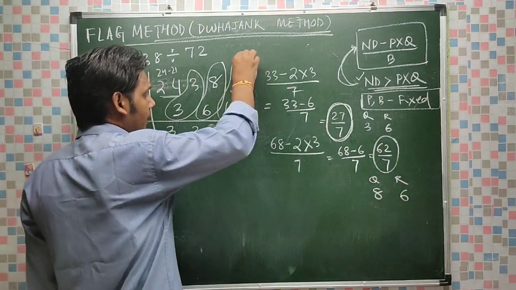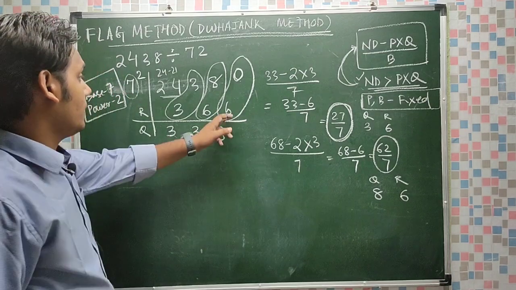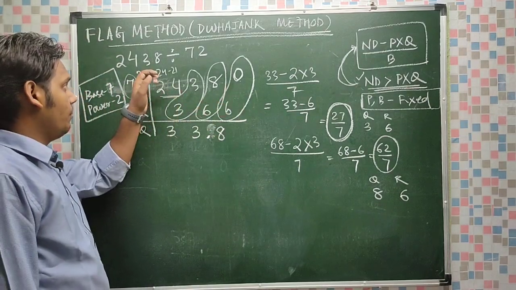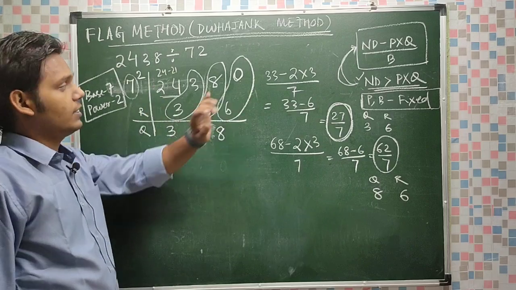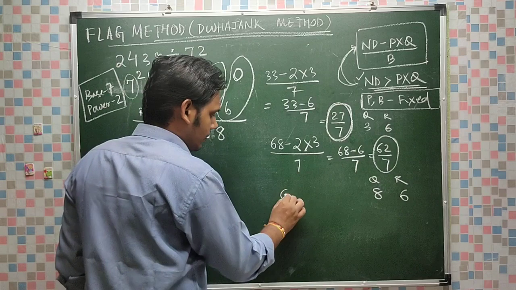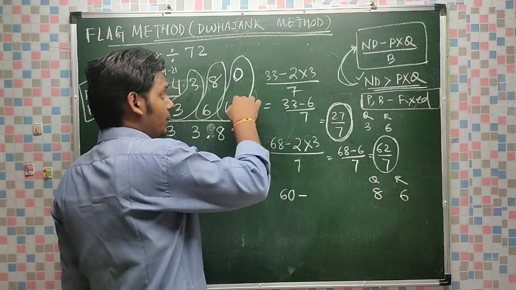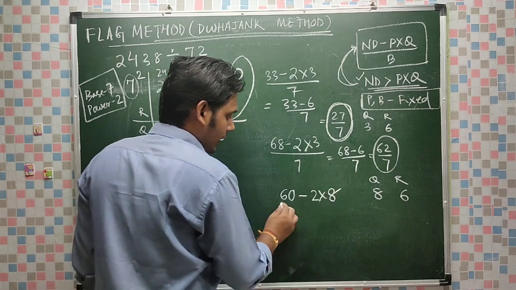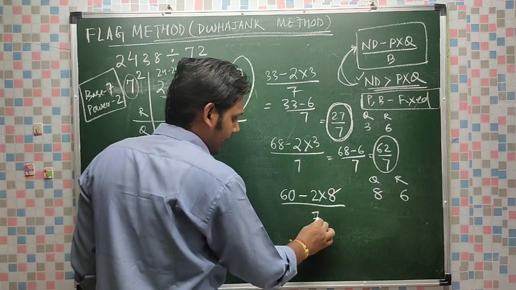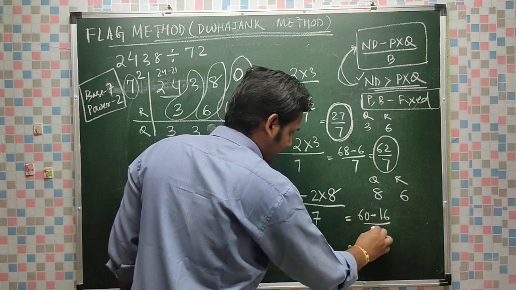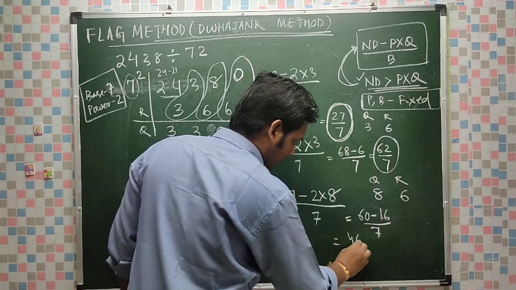Now I have to check. This new dividend is greater than the product of power and quotient or not. 2 8 16. 16 is less than 60. So we can proceed to the next step. New dividend is 60 minus 2 into 2 is the power, 8 is the quotient, divided by base. So how much? 60 minus 16 by 7, 46 by 7.